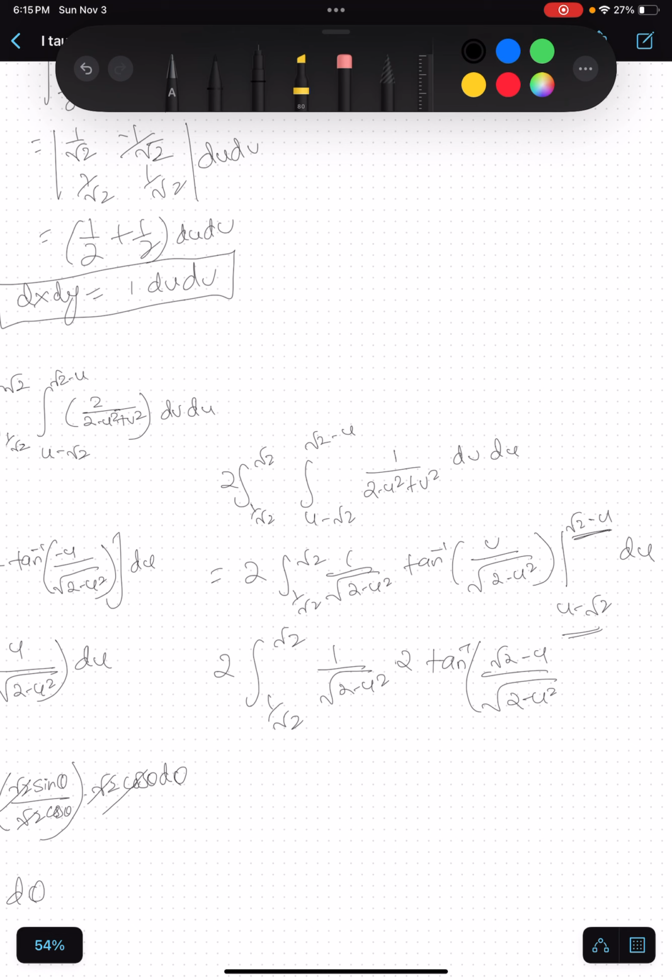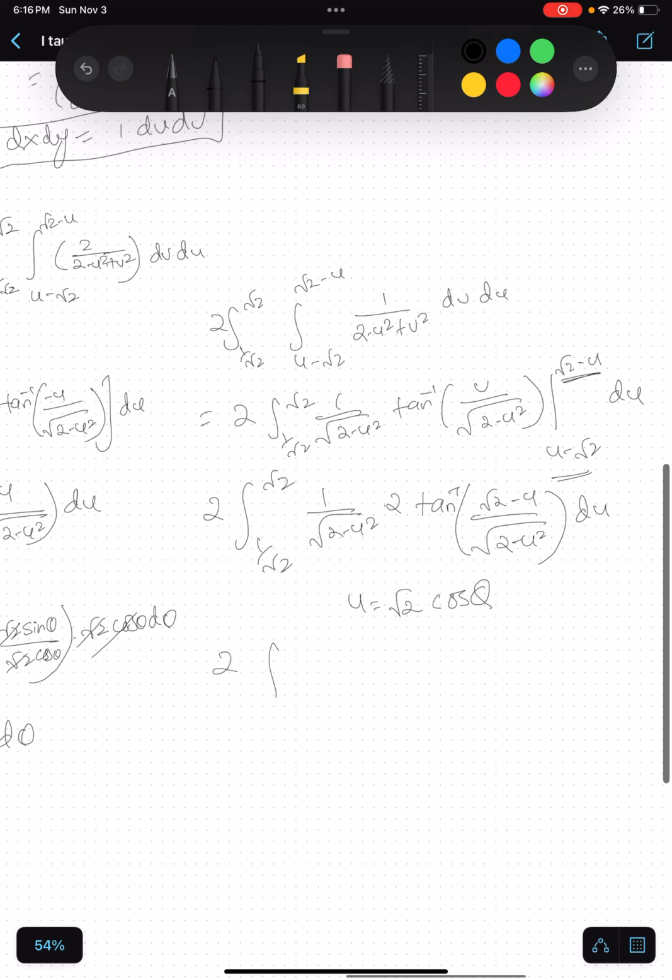Now again we will make a substitution, and this time I will make u as root 2 times cos theta. There's a reason, you will see in some time. So now the limits will be pi by 3 and 0.